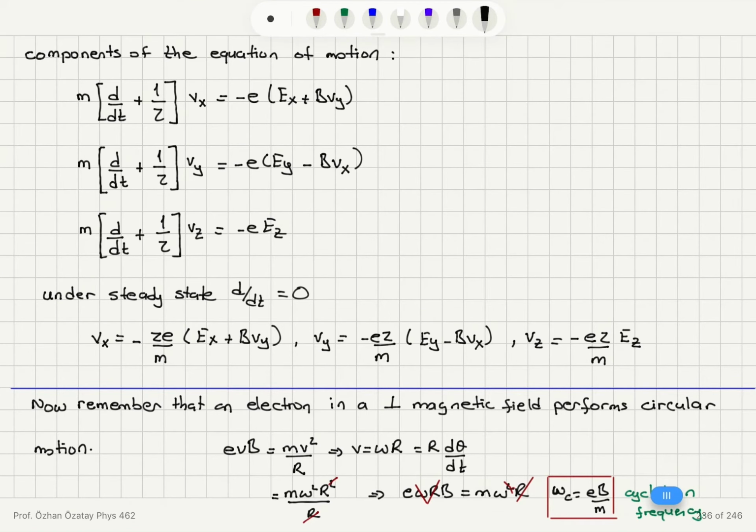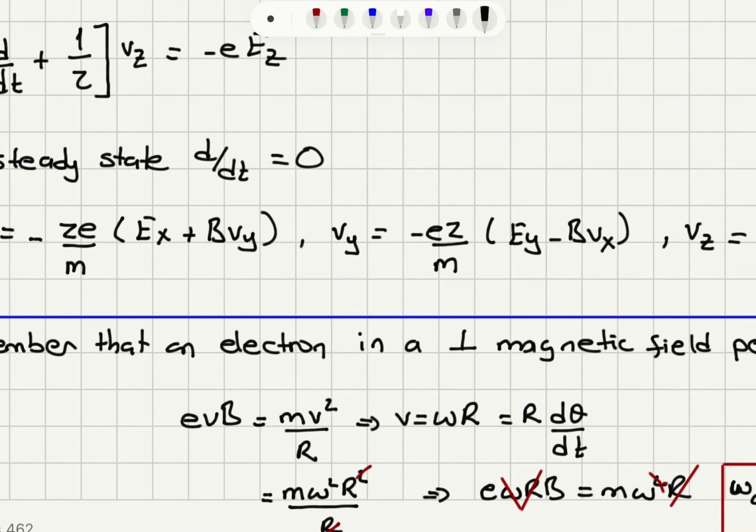Now I want to remind you what happens to an electron if we place it in a perpendicular magnetic field. We know from basic physics courses that this electron will perform circular motion, and the Lorentz force evB is equal to the mass times the centripetal acceleration v squared over r, where r is the radius of the circular trajectory. Since it's uniform circular motion, its velocity is related to its angular speed omega as v is equal to omega r, which is r d theta/dt.